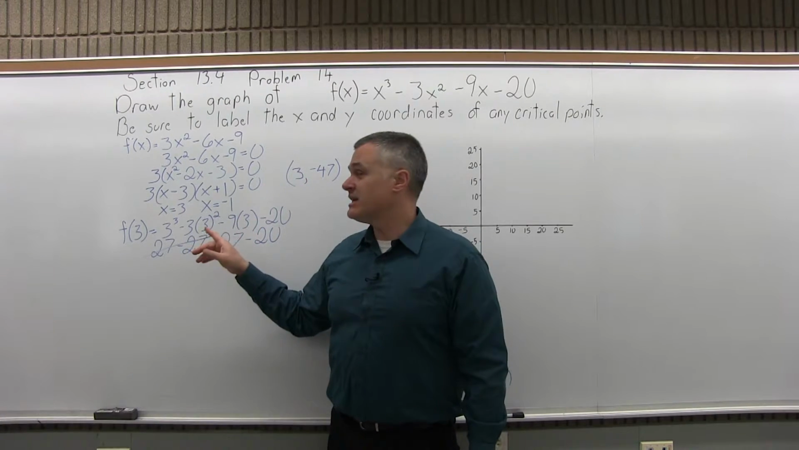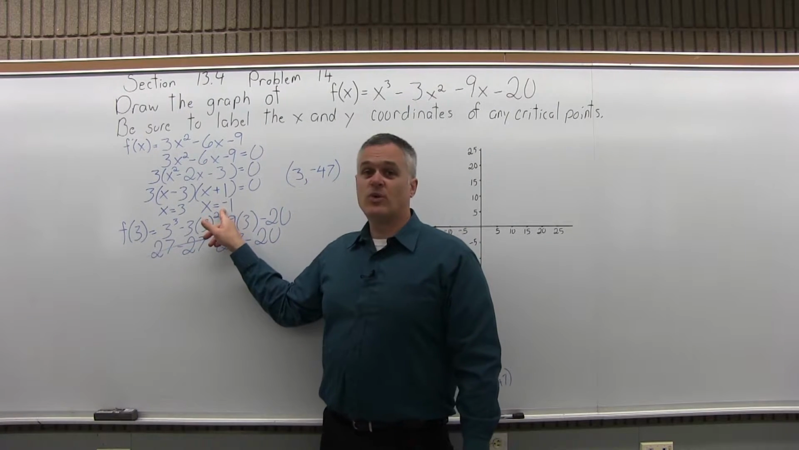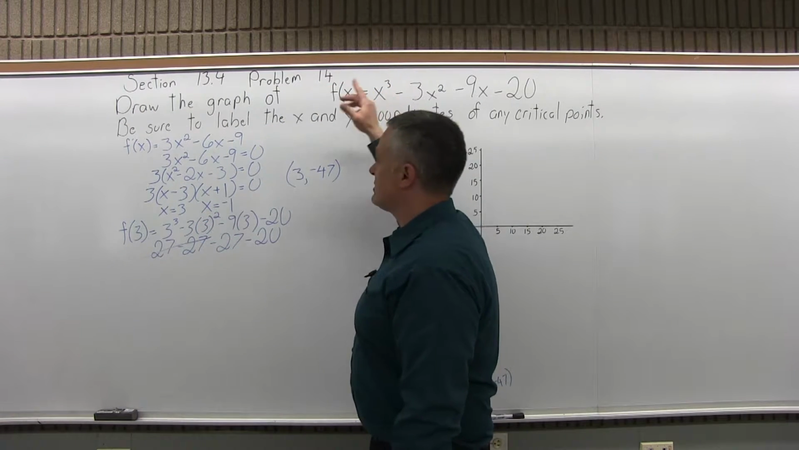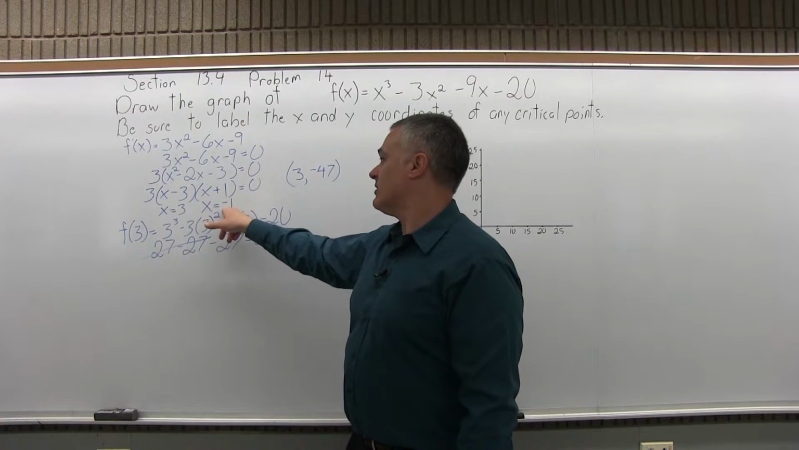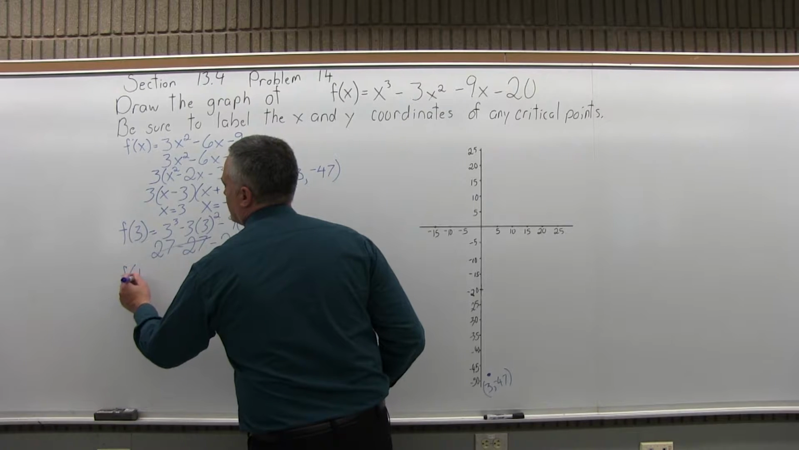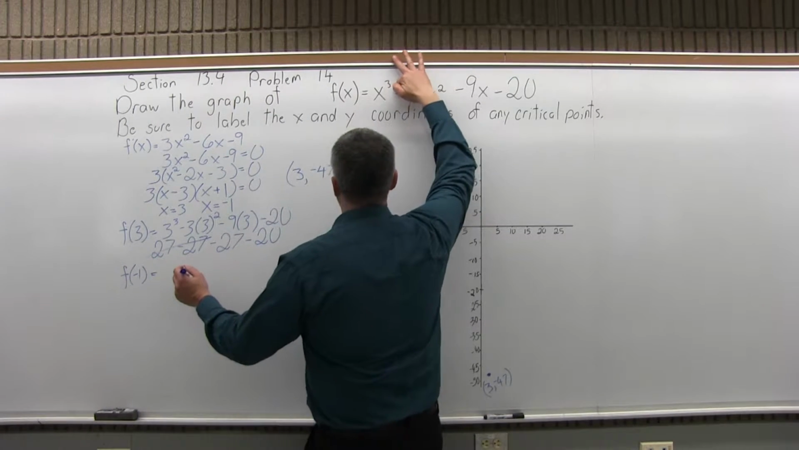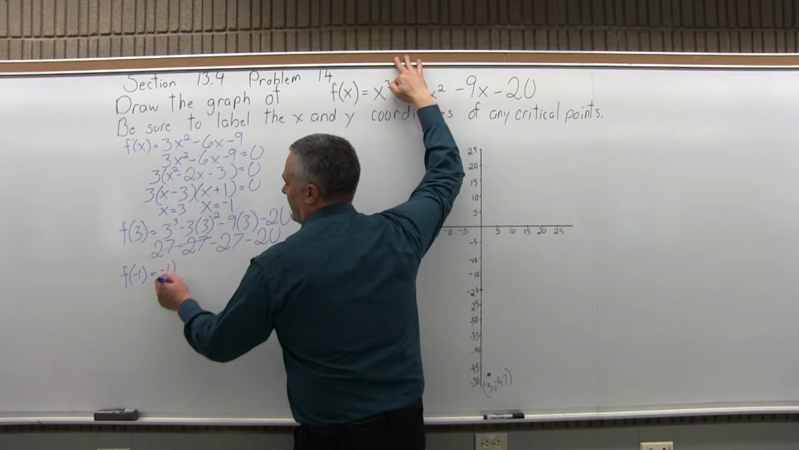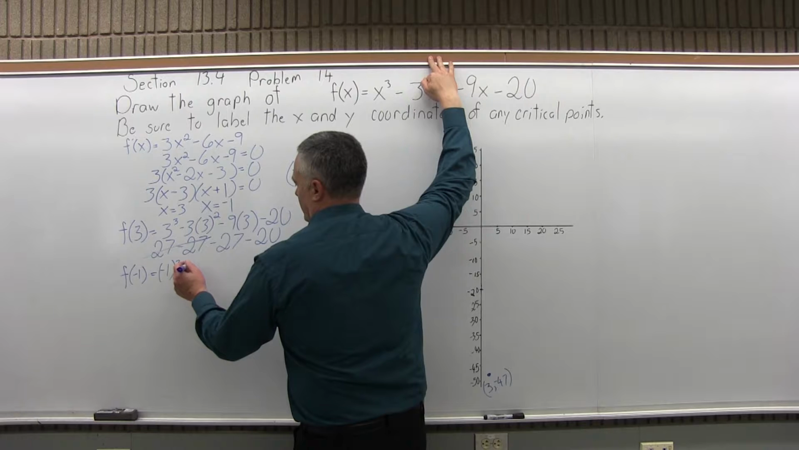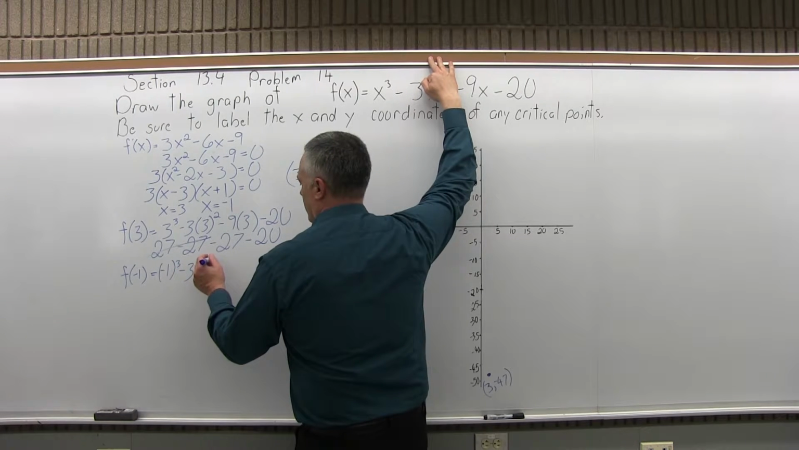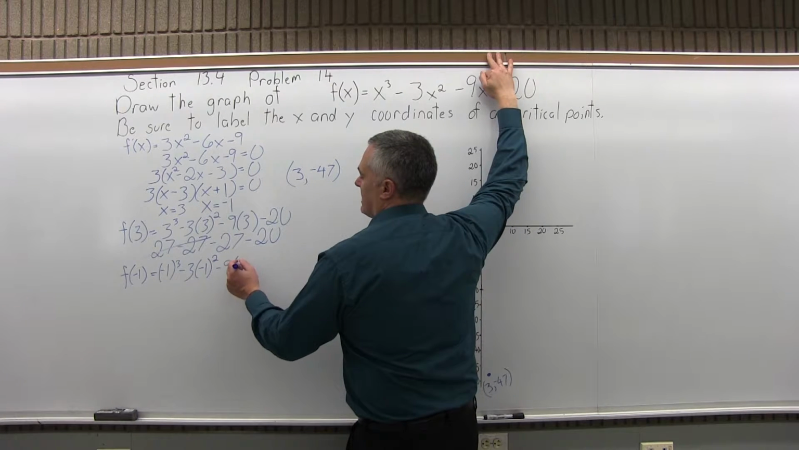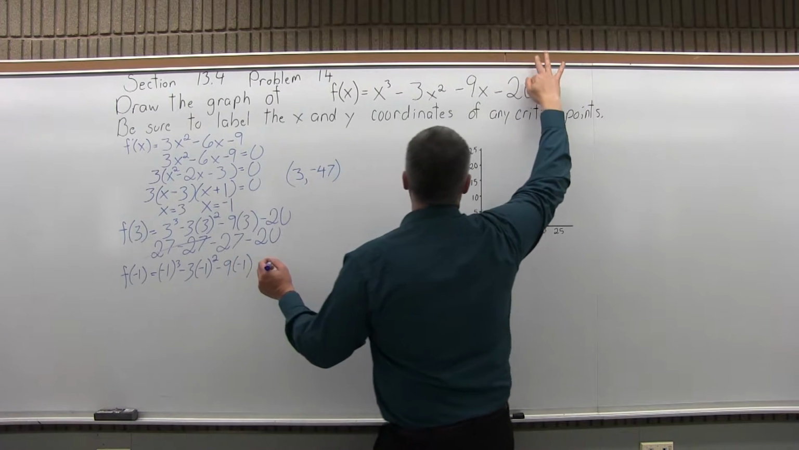Let's do that same process for the other critical point that has an x-coordinate of minus 1. So now do the same thing. Take the minus 1, put it into f of x, do the math, find the y that goes with an x of minus 1. So f of minus 1, going back to f of x, I'm going to have x cubed. That will make a minus 1 cubed. Minus 3x squared, so minus 3 times minus 1 squared. Then minus 9 times x, so minus 9 times minus 1. And then minus 20.